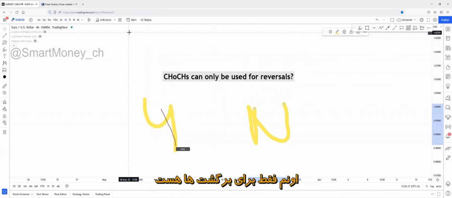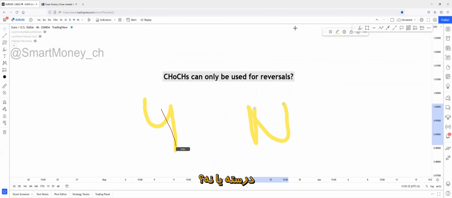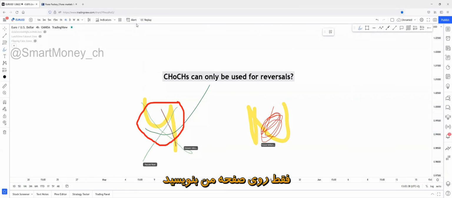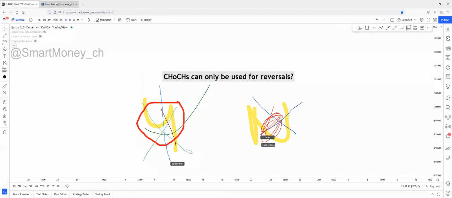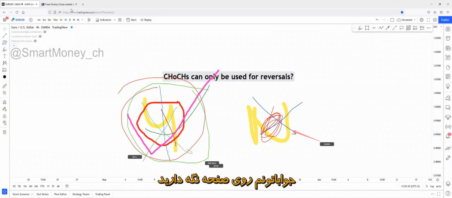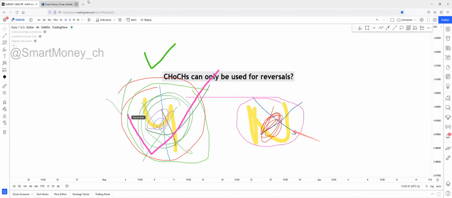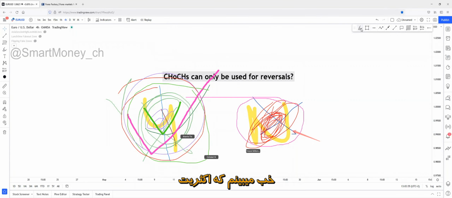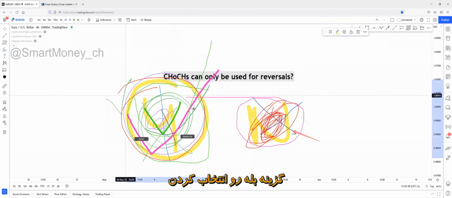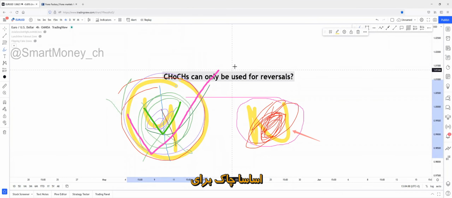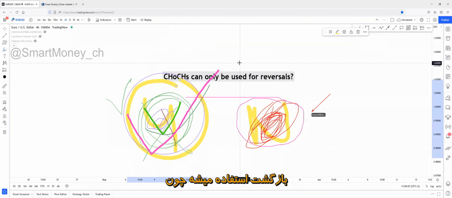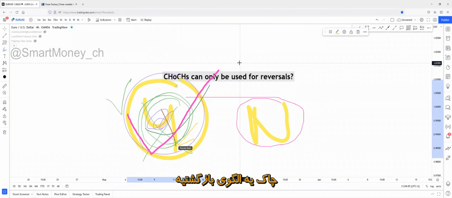Change of characters can only be used for reversals. Is it true or not? Just write on my screen. And keep your answer on the screen, please. Don't remove your answer. If you answered, just keep it there. Okay. So I saw that majority of you guys have voted on the yes. And that's the correct answer. So change of characters mainly can be used for reversals only, because change of character is a reversal pattern.